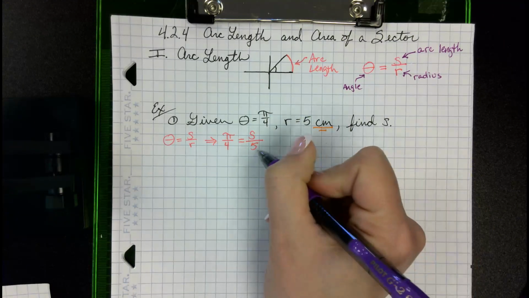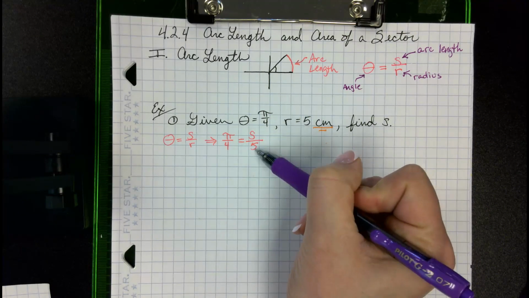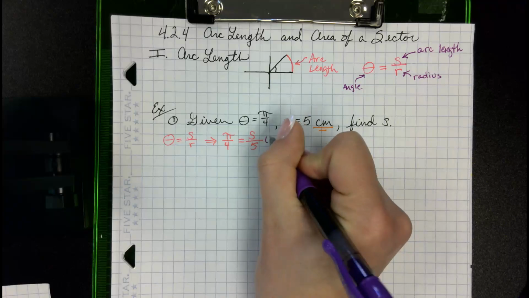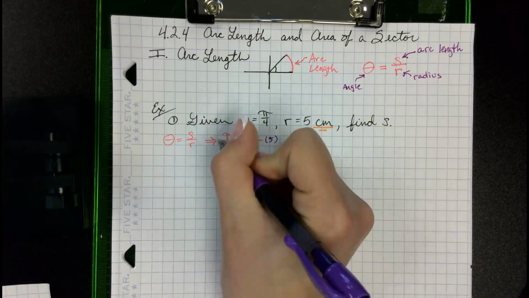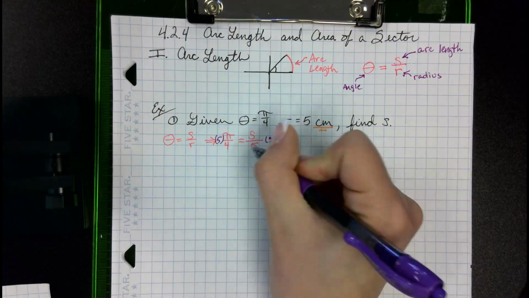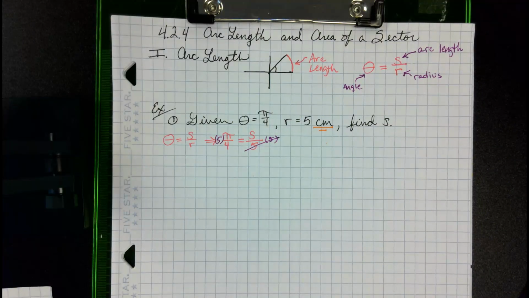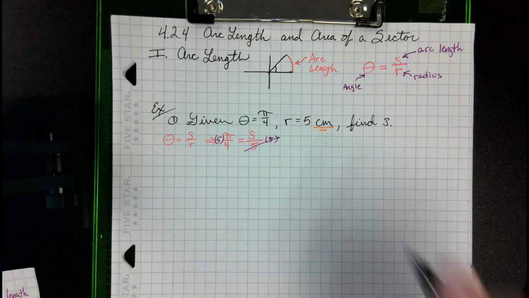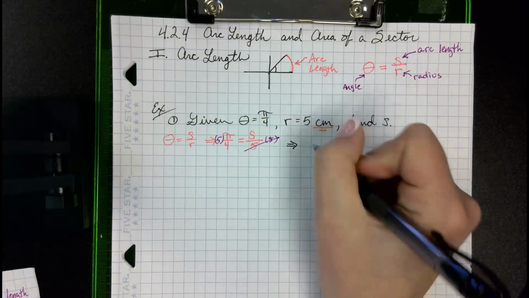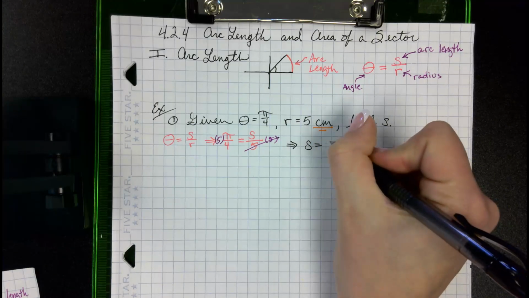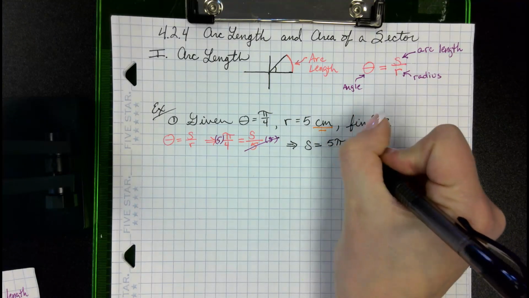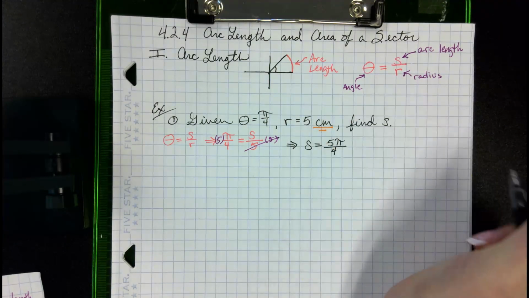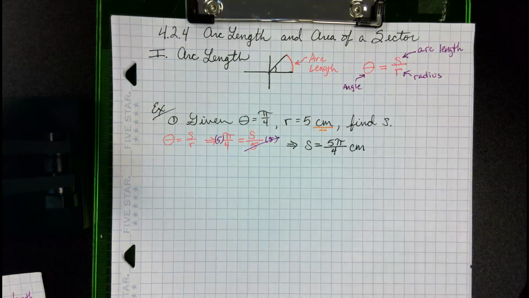So I want to get S by itself, so I need to multiply by 5. If I do it on one side, I got to do it on the other. So those 5s cancel. So this gives me S equals 5 pi over 4. And I know these are centimeters because I just talked about that.